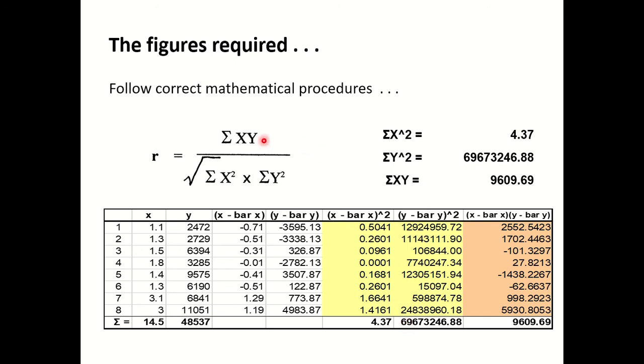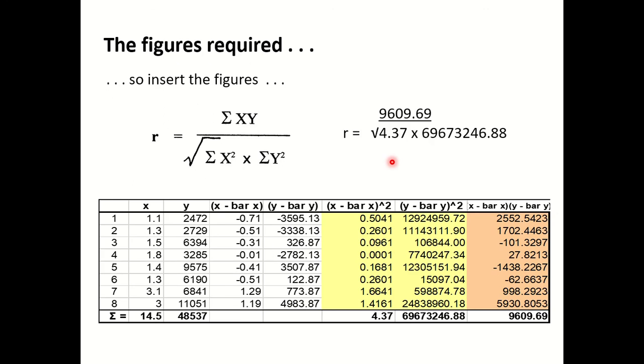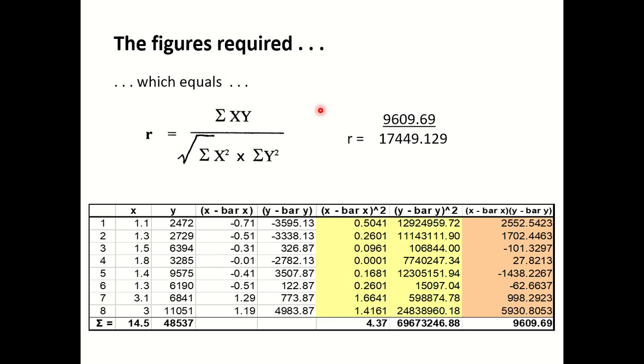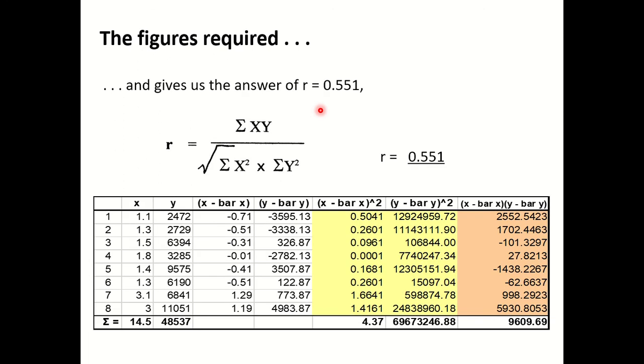So we would do sum of xy, well that's 9609.69, we do the sum of x squared, which is 4.37, times the sum of y squared, which is that huge number there, which I won't read out. And once we have that, we need to square root it. We then divide 9609.69 by the value that we get by multiplying this with this and square rooting it. That will end up looking like, if you want it in numbers, that's what the sum looks like. So you can go ahead and work that out for yourself. And you should find that you get a simplified version that looks like that. And of course then we just work out the final R value, which is 0.551.